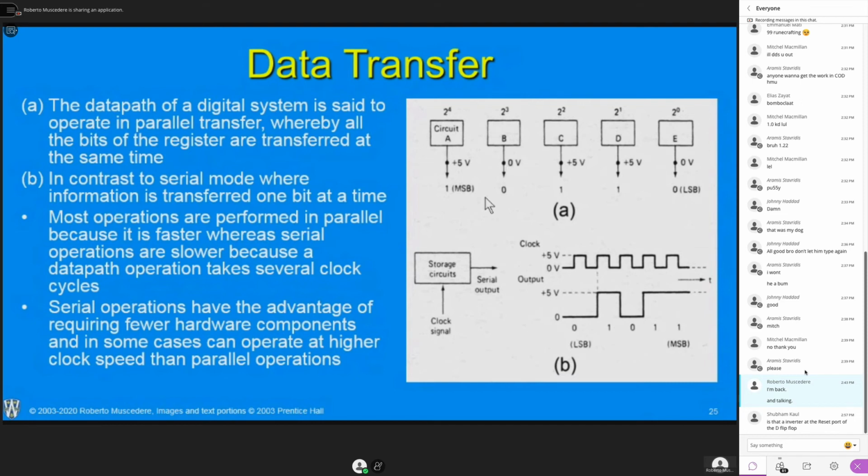Whereas in a serial sense, if I wanted to send the same information out serially, I would have to send, for example, this bit here. I send that out, then I send a 0, then I wait the next clock, I send a 1, then I send another 1, then I send a 0. So we can kind of see that process happening here.